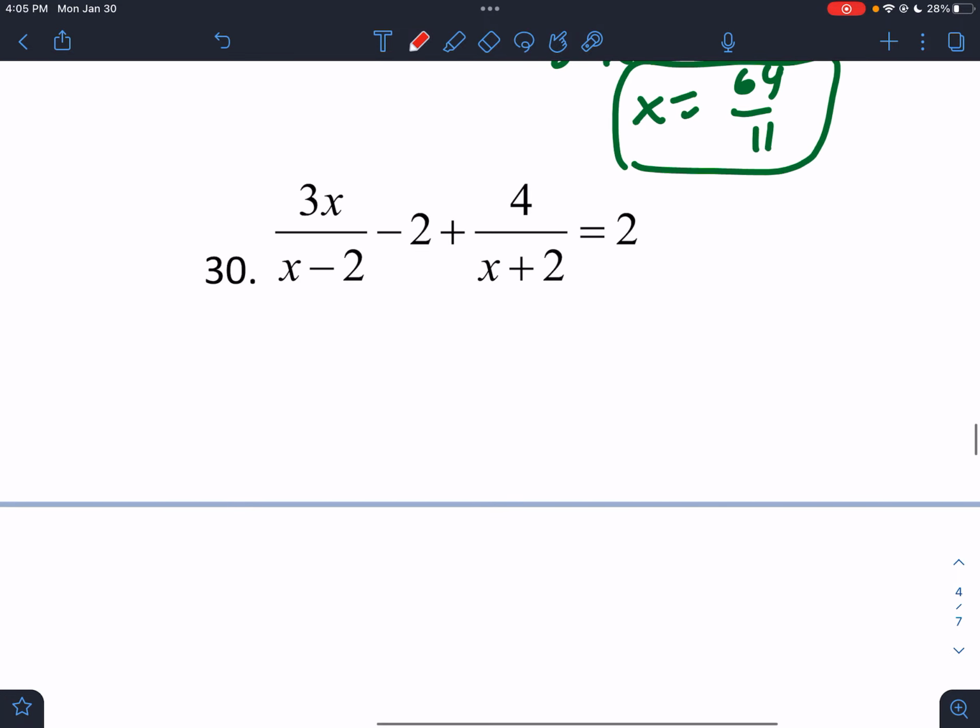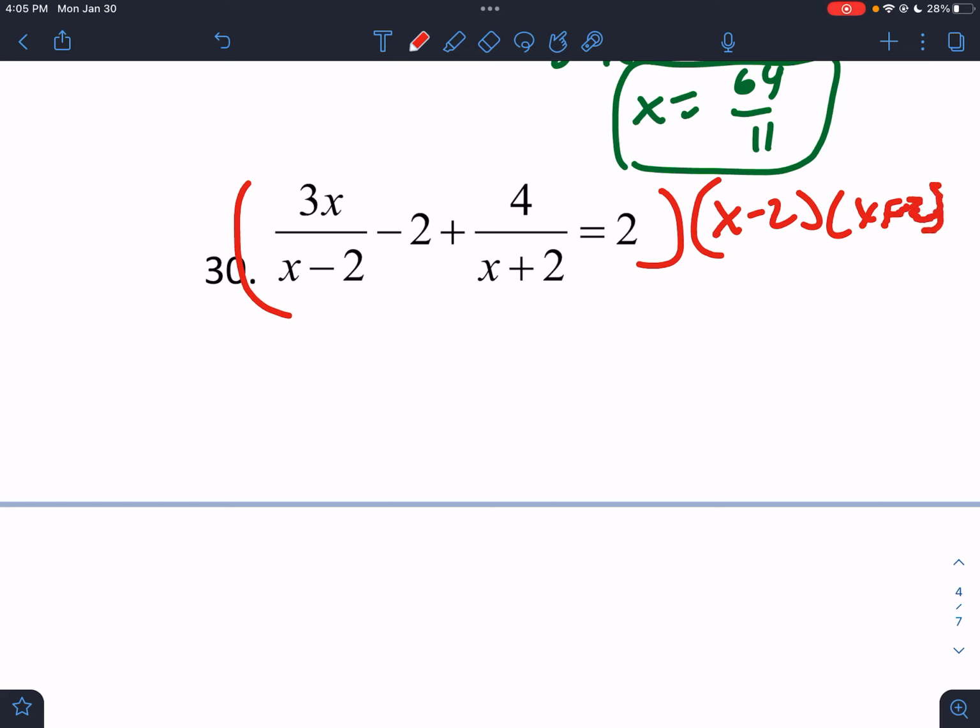Multiply everything by x minus 2, x plus 2. Why does it do that? The x minus 2's cancel out, so x plus 2, that'd be 3x squared plus 6x. And then times 2, this would be what? X squared minus 4, so times 2 would be minus 2x squared plus 8. Negative 2 times negative 4 would be plus 8. X plus 2's cancel out, so that's just an x minus 2. That'd be 4x minus 8.